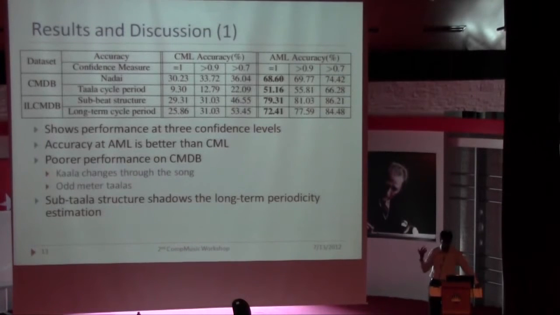In Carnatic music, the performance was poorer because there are a lot of kala changes when the composition goes really fast, in which case the onset detection and the beat tracking get confused, and that is how the performance goes poorer. And on the odd meter talas, the performance was relatively poorer.